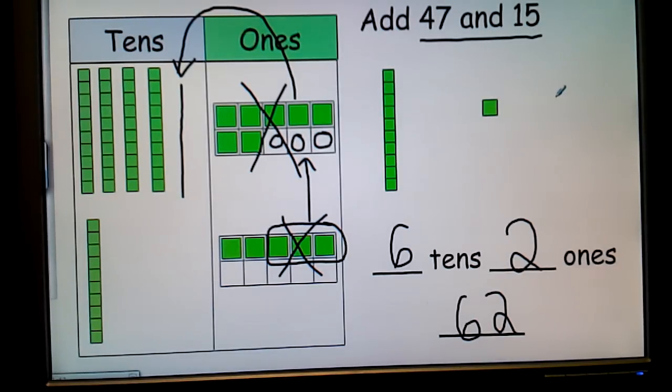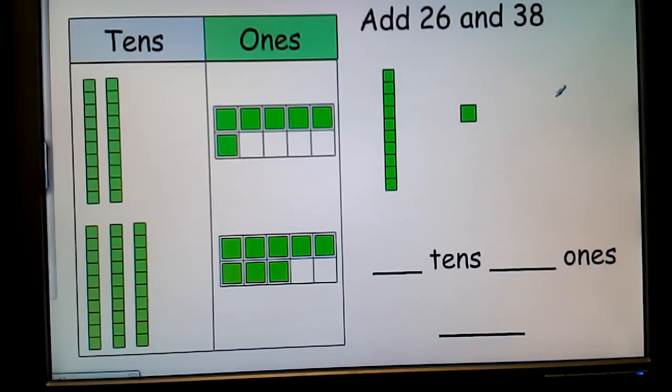Let's do some more practice. Again, it says add 26 and 38, two two-digit numbers. On the top here, I've already illustrated 26 using base 10 blocks and 38 using base 10 blocks on the bottom. It's easier for me to add tens or longs than it is ones.